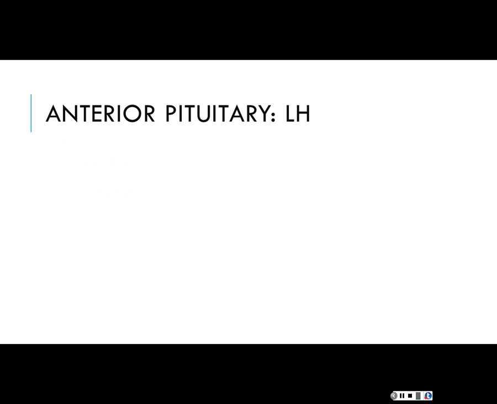We need it. There's another set of hormones from the anterior pituitary. The first is called luteinizing hormone, LH. I want you to write this down about this hormone. I may have it coming up, I'm not sure.